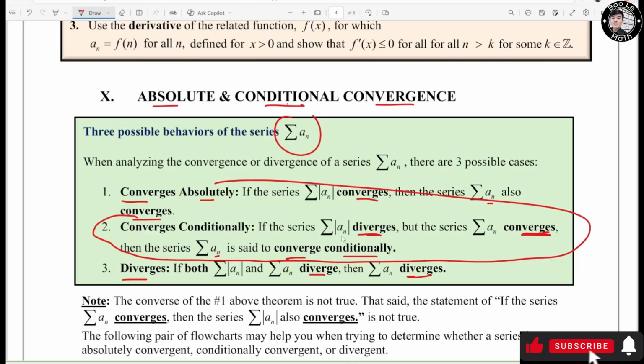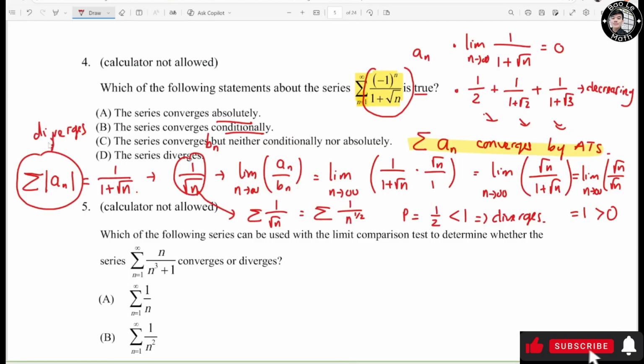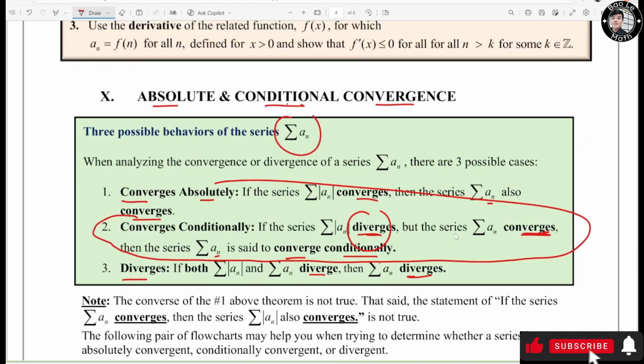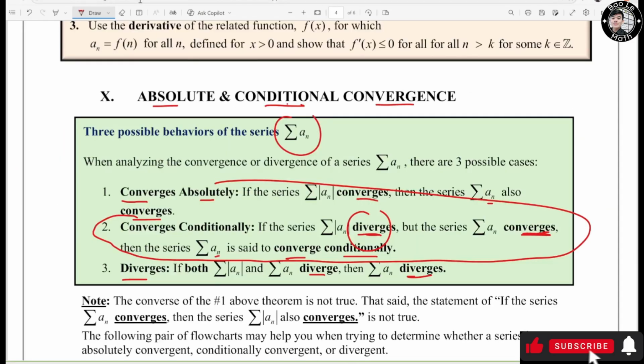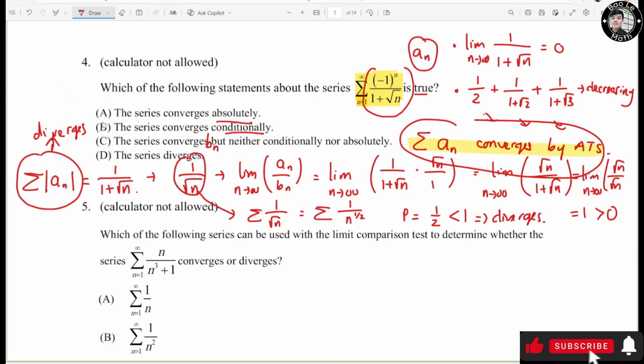If the absolute value of a sub n diverges, which is this guy right here, but the series a sub n converges, this guy converges right here, then the series a sub n is said to converge conditionally. So the answer must be B.